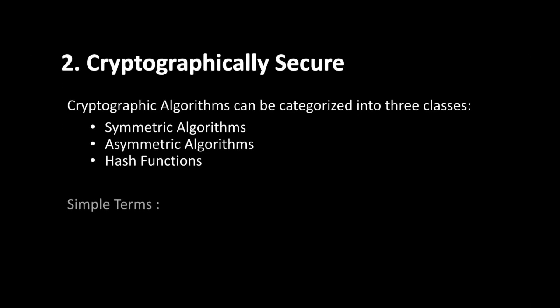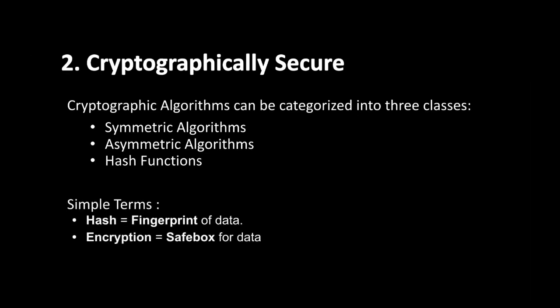So cryptographic algorithms can be categorized into three different classes: symmetric algorithms, asymmetric algorithms, and hash functions. Just to keep it simple, since we're going relatively quickly, hash is equivalent to the fingerprint of data.